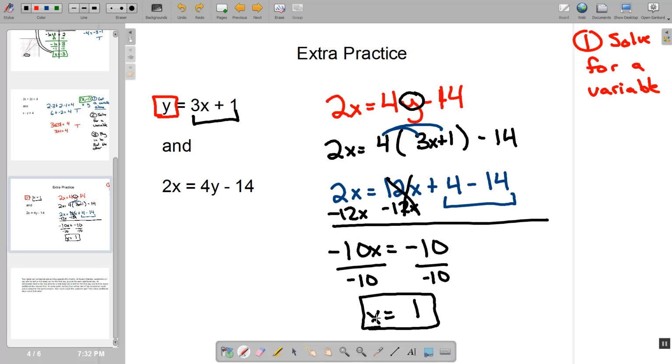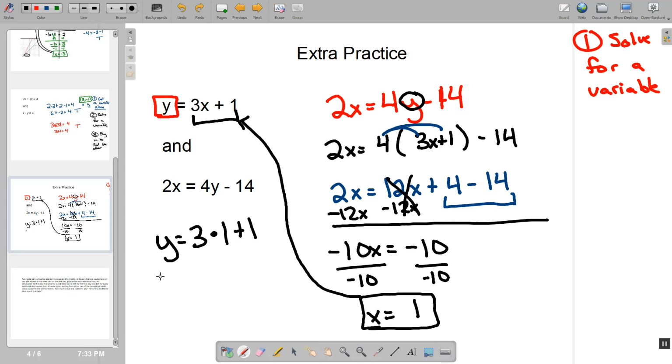So now I simply need to plug this back into one of the equations and find what the value of y is. Well, you can plug it into either, but I notice this top equation looks a little bit simpler. The numbers are smaller, so I'm going to plug it into that equation. So I get y equals 3x, x is positive 1, plus 1. So I get y equals 3 plus 1, or y equals 4. And so my answer here is (1, 4).